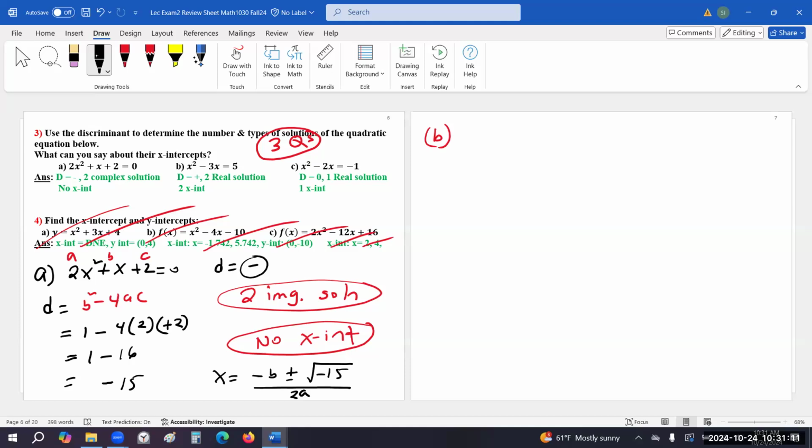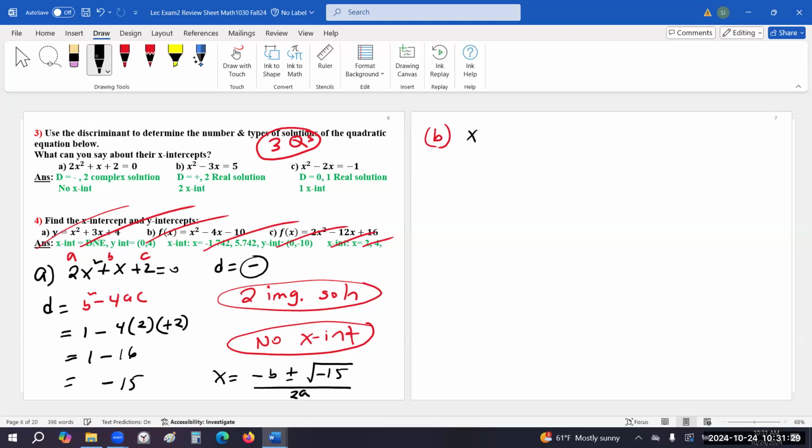But here they did not ask you to solve. It says just observe the discriminant and find out what type of solution you're going to get. If it's real, you have a real x-intercept. If it's not real, you have no x-intercept.